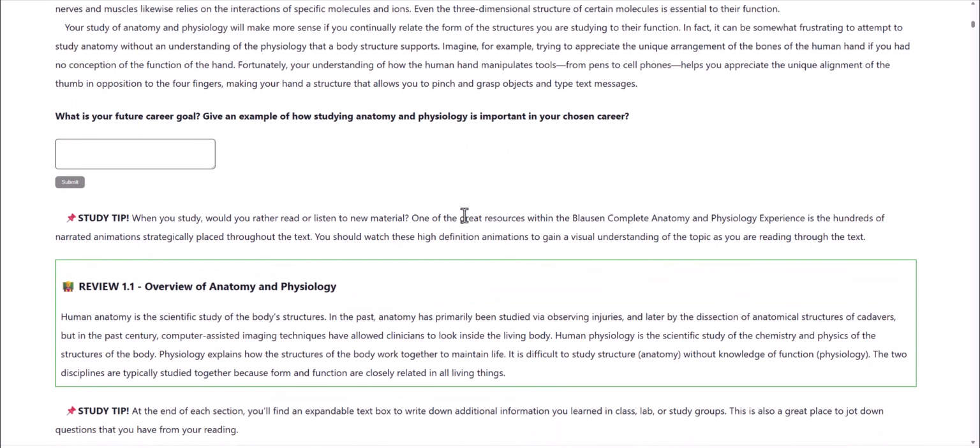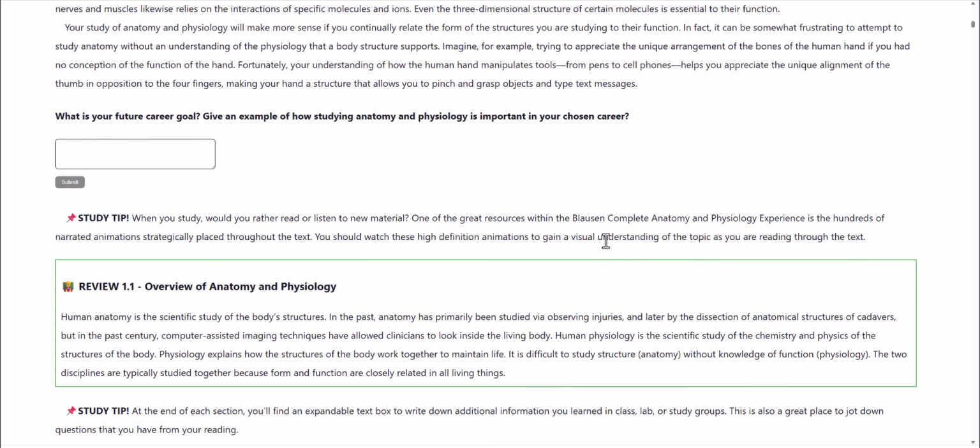Now, one of the great things about this book, and you'll see an example of this in a moment, is that there are over 650 animations strategically placed throughout the text. And as we get into the next section, you're going to see an animation at the very top of the chapter. It is highly advised that you take a few moments to click on those animations and watch them. Take notes on them. I will not be stopping to play those animations during these recorded lecture videos, but I would suggest that you stop and do that.